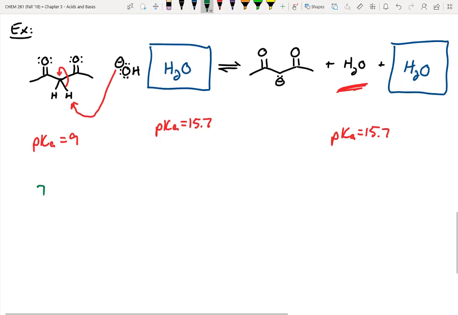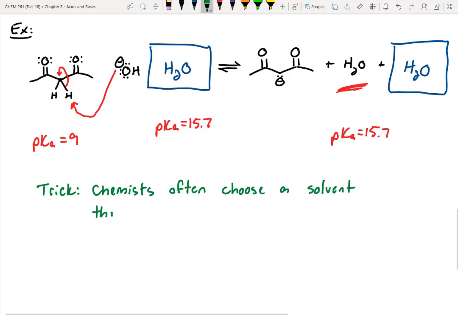So let's say trick: chemists often choose a solvent that is the same as the conjugate acid. And just to clarify, I'll write that this is my solvent for the reaction. Does that make sense? Yeah.